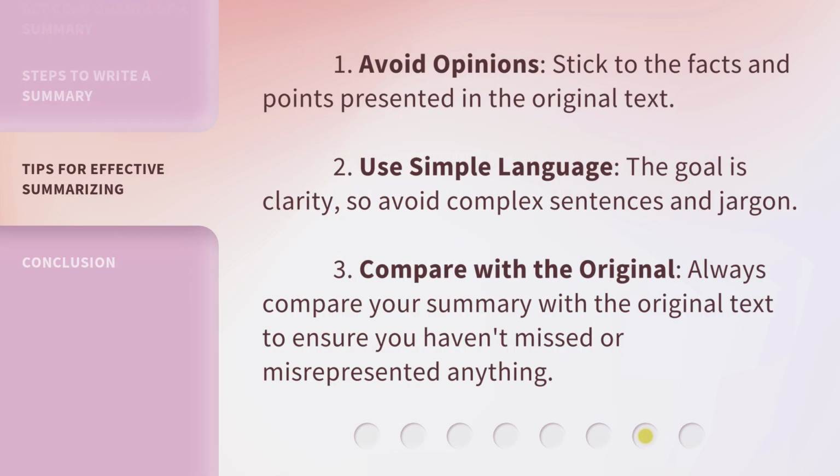1. Avoid opinions. Stick to the facts and points presented in the original text. 2. Use simple language. The goal is clarity, so avoid complex sentences and jargon. 3. Compare with the original. Always compare your summary with the original text to ensure you haven't missed or misrepresented anything.